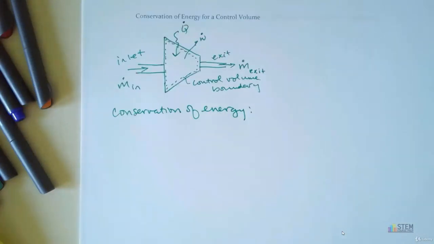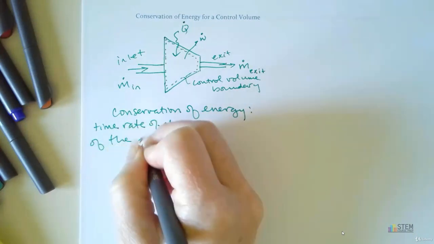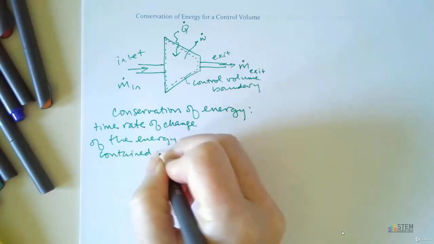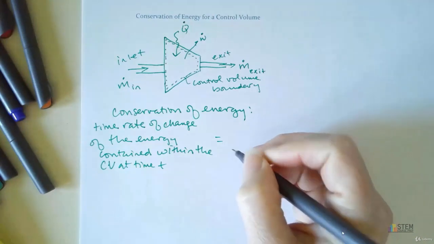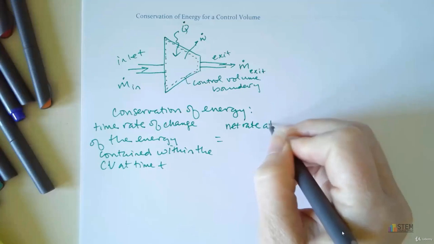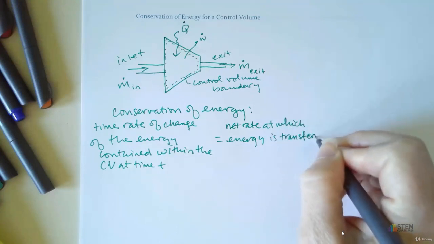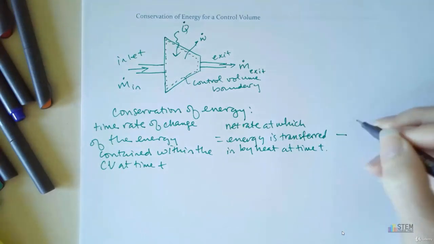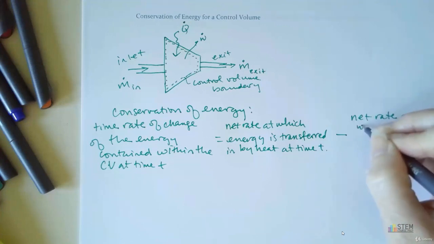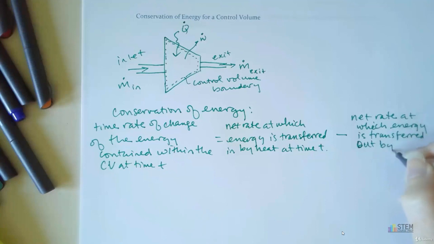Let's write it out in word form, and then we'll put it in equation form. We're going to say that the time rate of change of the energy contained within the CV at time t, remember these are all going to be time specific, is going to be equal to the net rate at which energy is transferred in by heat at time t, minus the net rate at which energy is transferred out by work at time t.